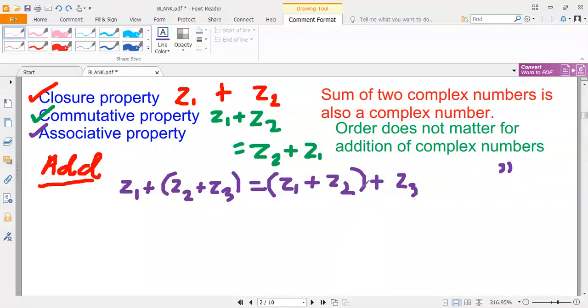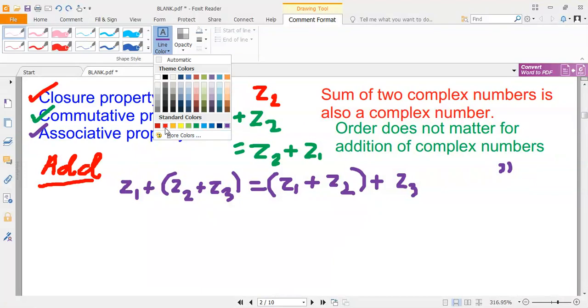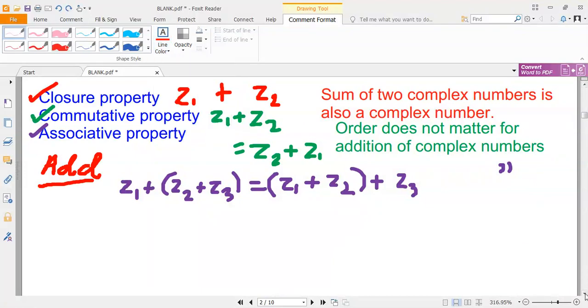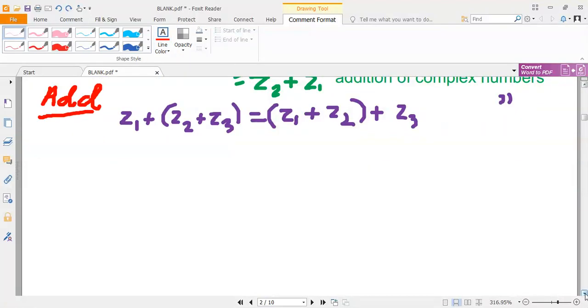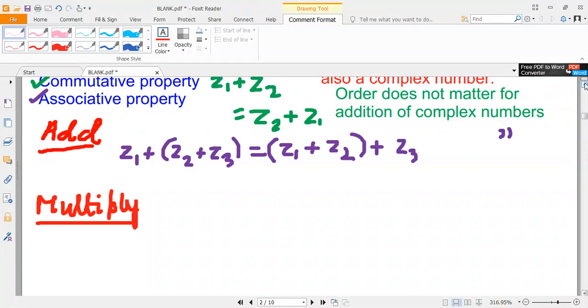Now what we'll be doing is, after we discuss the closure property, commutative property, and associative property for the addition operation, now we'll be talking about the multiplication operation. So we'll repeat these three properties again for the multiplication operation. So let me just write that down. Multiplication, I'll just write multiply. Since I wrote add in the first go, I'll write multiply here. So this is under the multiplication operation.